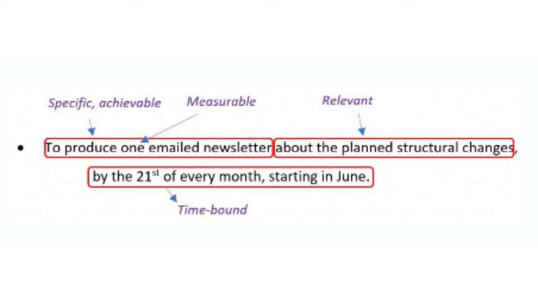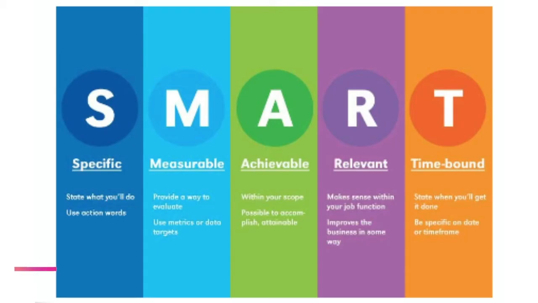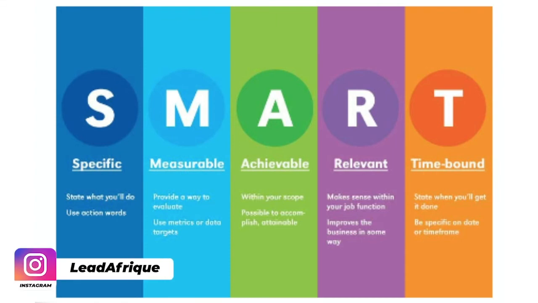So to produce is specific and achievable. One emailed newsletter, that's measurable. Planned is relevant, and by the 21st of every month starting in June is time-bound. SMART goals bring further clarity to the project and motivate you to keep going.